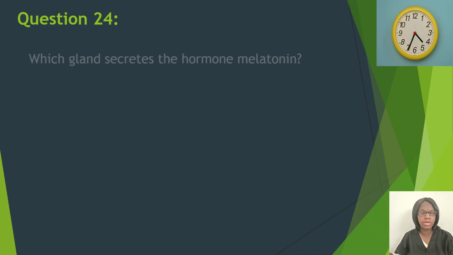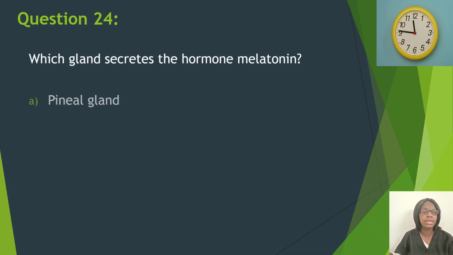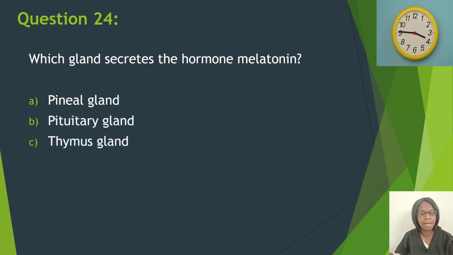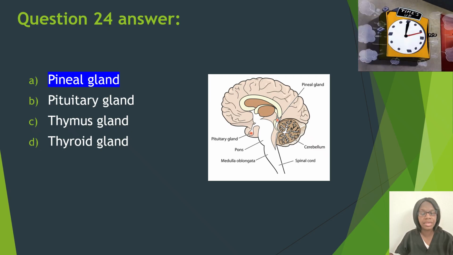Question 24. Which gland secretes the hormone melatonin? A, pineal gland, B, pituitary gland, C, thymus gland, or D, thyroid gland? All right, the correct answer is A, pineal gland.